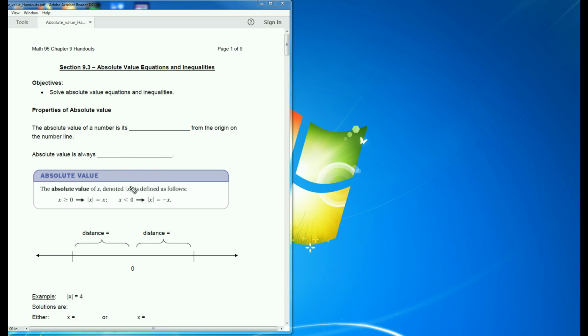So technically here, from the book, is the definition of absolute value. If a number is already greater than or equal to 0, then the absolute value is just equal to the number itself. If the number is negative, then the absolute value is the opposite of that. In other words, it's a positive number.